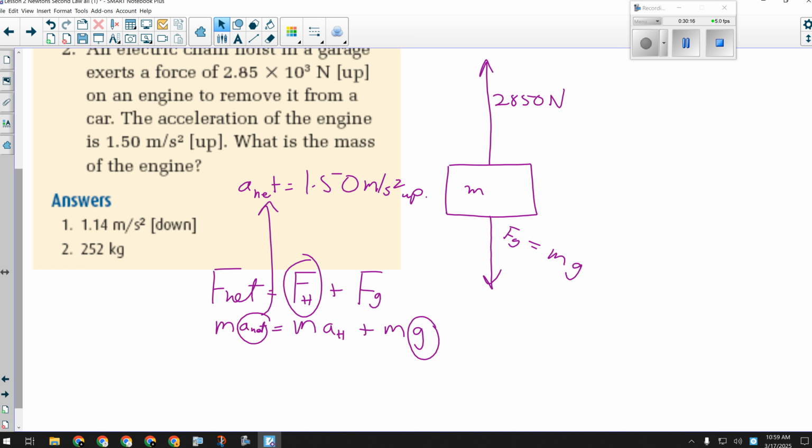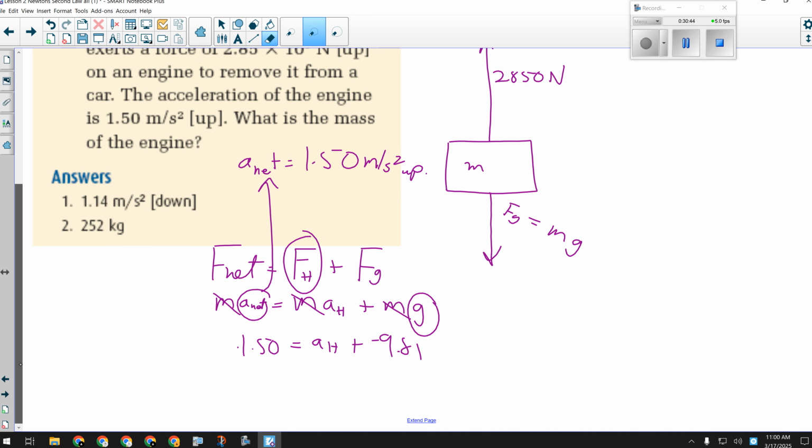9.81. Okay, so what I'm going to do is cancel off the m's and write, sorry, not 9.8, 1.50 equals the acceleration of the hoist plus negative 9.81. Can I find the acceleration of the hoist now? Should be able to, right? I know 2 out of the 3 of these things here. So I'm just going to go 1.50 minus negative 9.81 equals the acceleration that the hoist could produce in isolation.